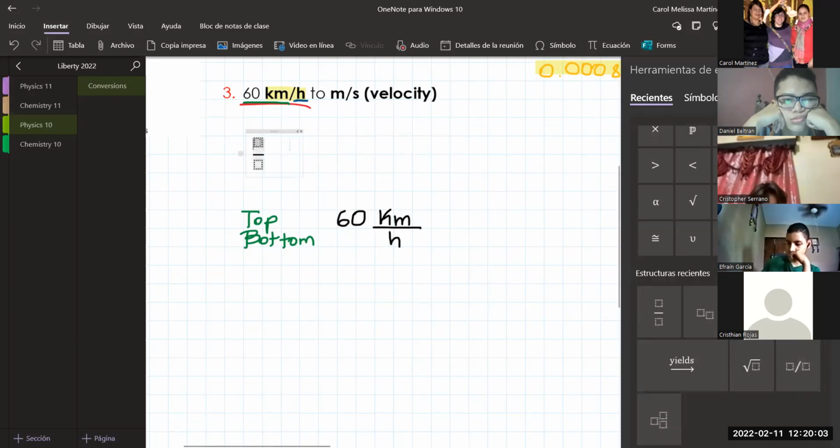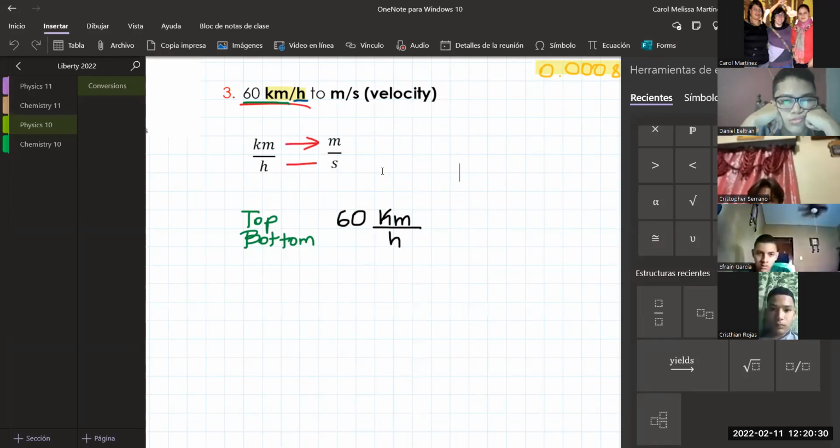So you have kilometers up and you have hours below, okay? So you need to convert this into what? Those kilometers need to be converted into meters, and those hours need to be converted into seconds. This is the conversion that is required to do in this exercise, okay? From kilometers to meters and from hours to seconds, okay?